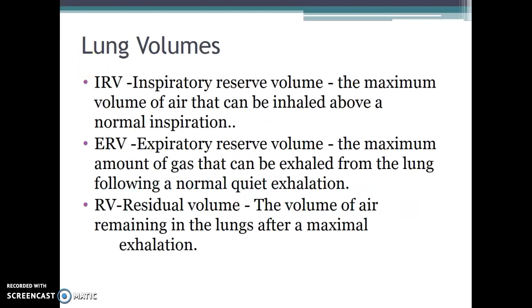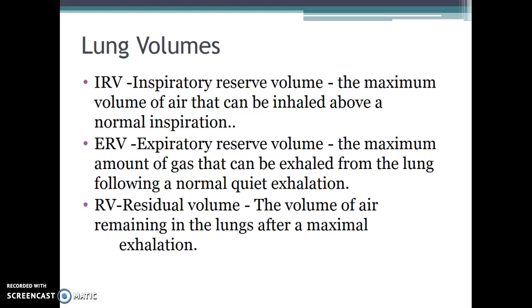The different lung volumes, the first one is IRV, which is inspiratory reserve volume. And that's the maximum volume of air that can be inhaled above a normal inspiration. So as you inspire normally, and then you inspire all the way up to maximum, that's your IRV, or your inspiratory reserve volume. Your expiratory reserve volume is the maximum of gas that can be exhaled from the lungs following a normal quiet exhalation. So if you exhale normally and then exhale maximally, that's your ERV. And then residual volume is the volume of air remaining in the lungs after a maximum exhalation.